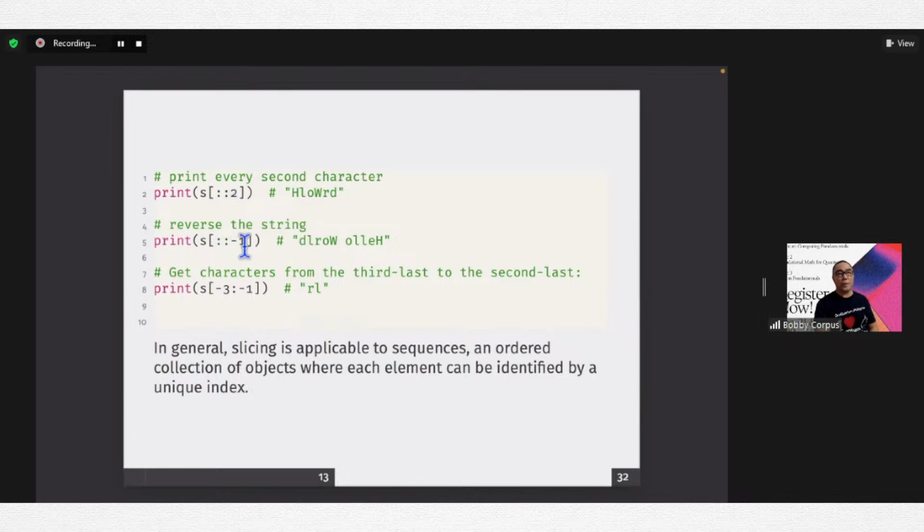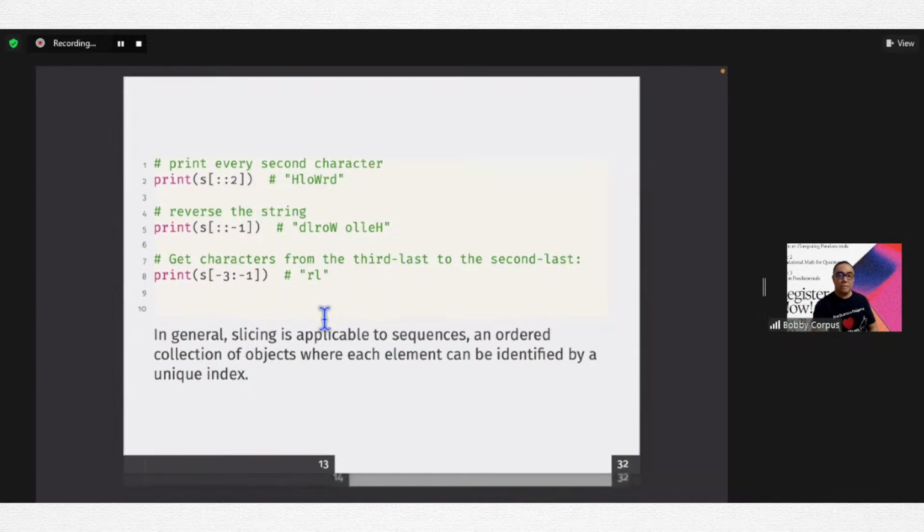Ito naman, reverse the string, no? Ibig sabihin, begin at 0 and up to the entire length of the string, but yung skip mo naman is from the negative kasi. So, ibig sabihin, galing sa dulo. Galing sa dulo. And then you can also do this, no? You can slice using itong -3 and -1. So, third last up to the second last.